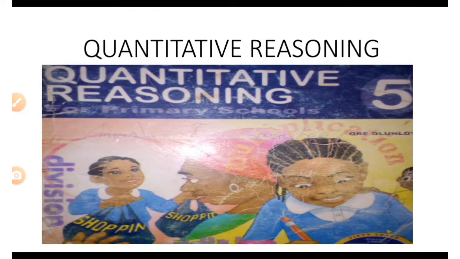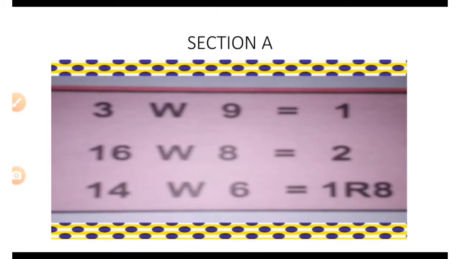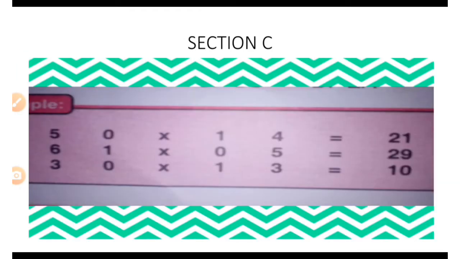In this quantitative class, we will be looking at exercise 24. Exercise 24 has 4 sections: section A, B, C, and D. So, let's begin. Here is section A. In section A we'll be making use of an imaginary number. There is section B also, where we trace, then section C, and then we also have section D. So these are the 4 sections in this exercise 24.